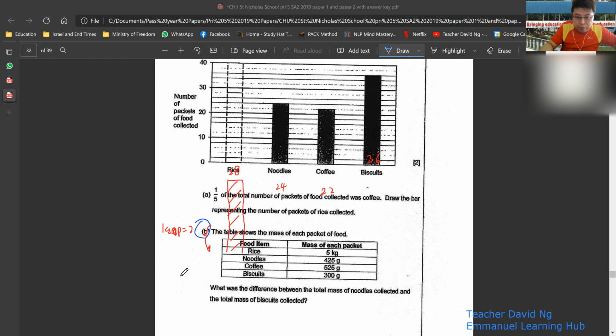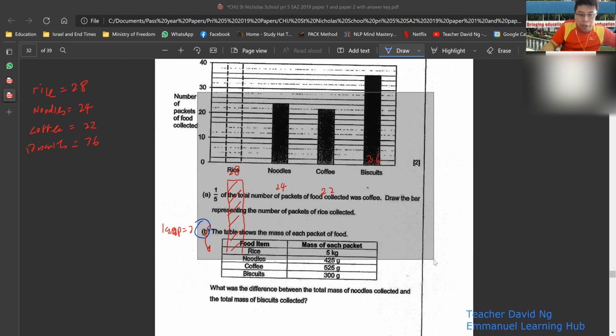Okay, the table shows, anyway, rice, right? Rice is 28. Noodles is 24. Coffee is 22. Biscuits is 36. Okay, this is what we gather from the graph earlier. So this part I can delete.